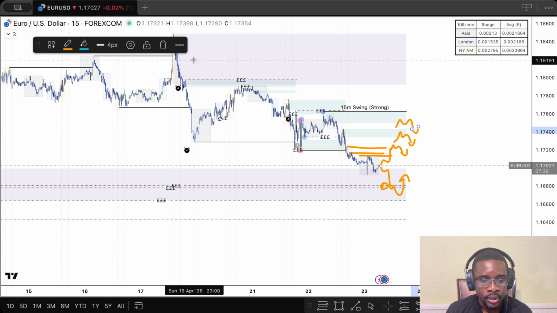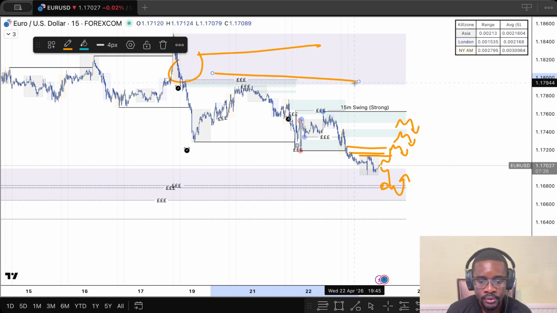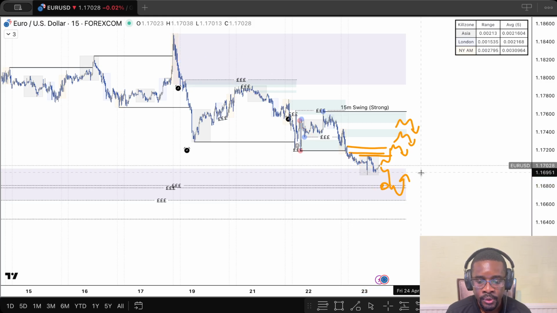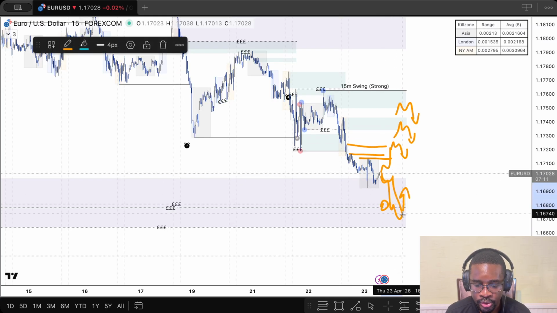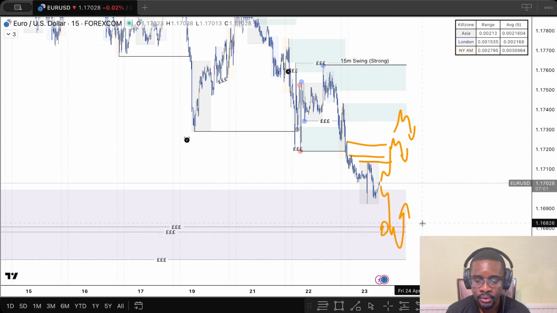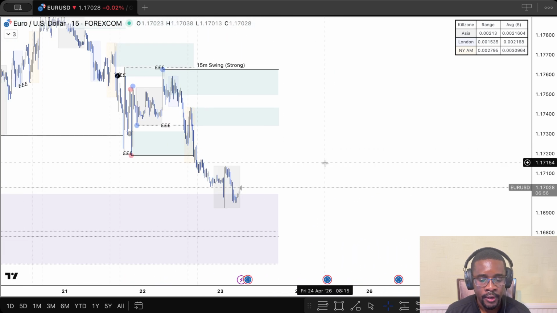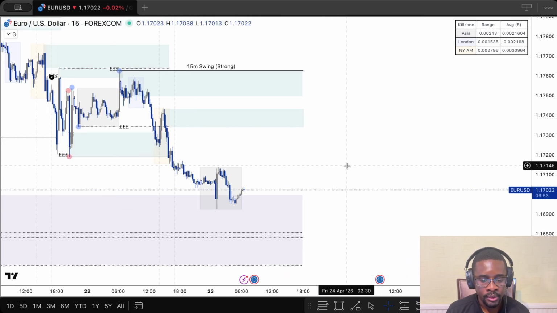Okay, and we are coming from this 4-hour supply. Okay, and price is pushing. Right now we are in this 4-hour demand. Okay, that's where we are right now. So it is likely that price could continue, and then we might have to buy up, okay, once it sweeps any of these areas. Okay, so that's what I'll be looking at today.